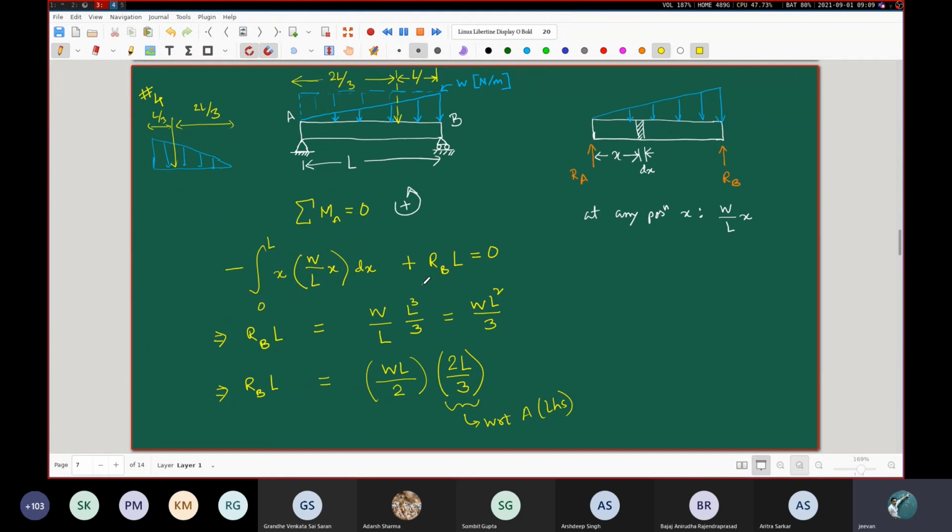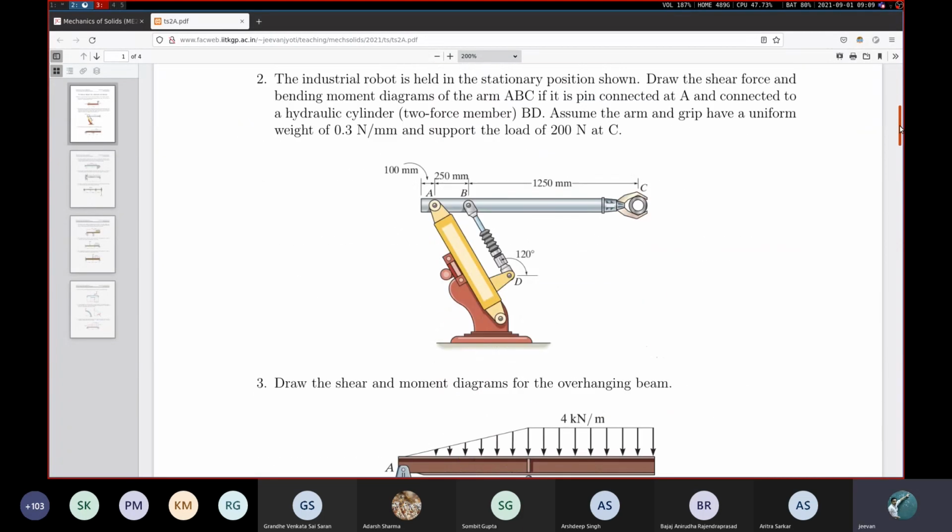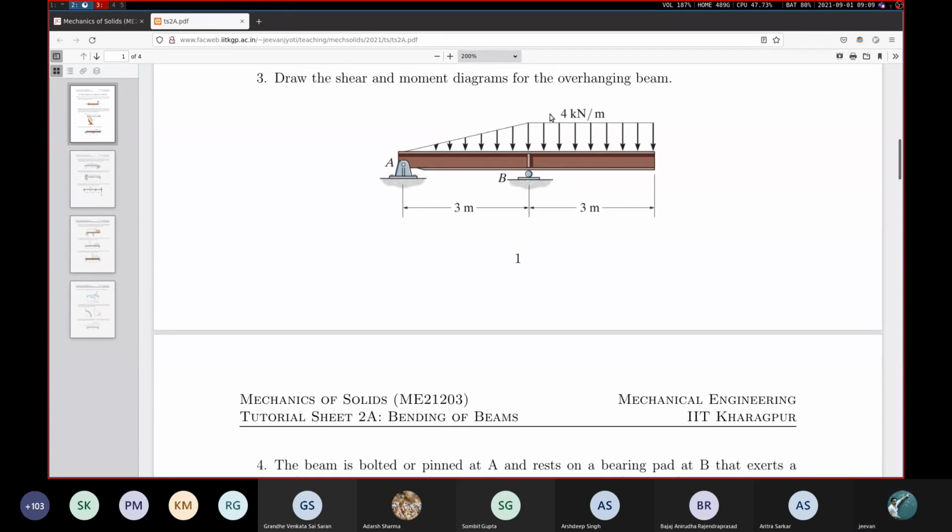Now you see, we have done quite a few conceptual cases. First of all, we took this kind of uniformly distributed load. Now we have taken this kind of triangular load. Now, if we go back to our tutorial sheet and look at this example, this problem, question number 3. Here you see that there is a combination of uniformly distributed load over this part and a triangular distributed load over this part. So this is like a conceptual combination of the things that we are doing here.